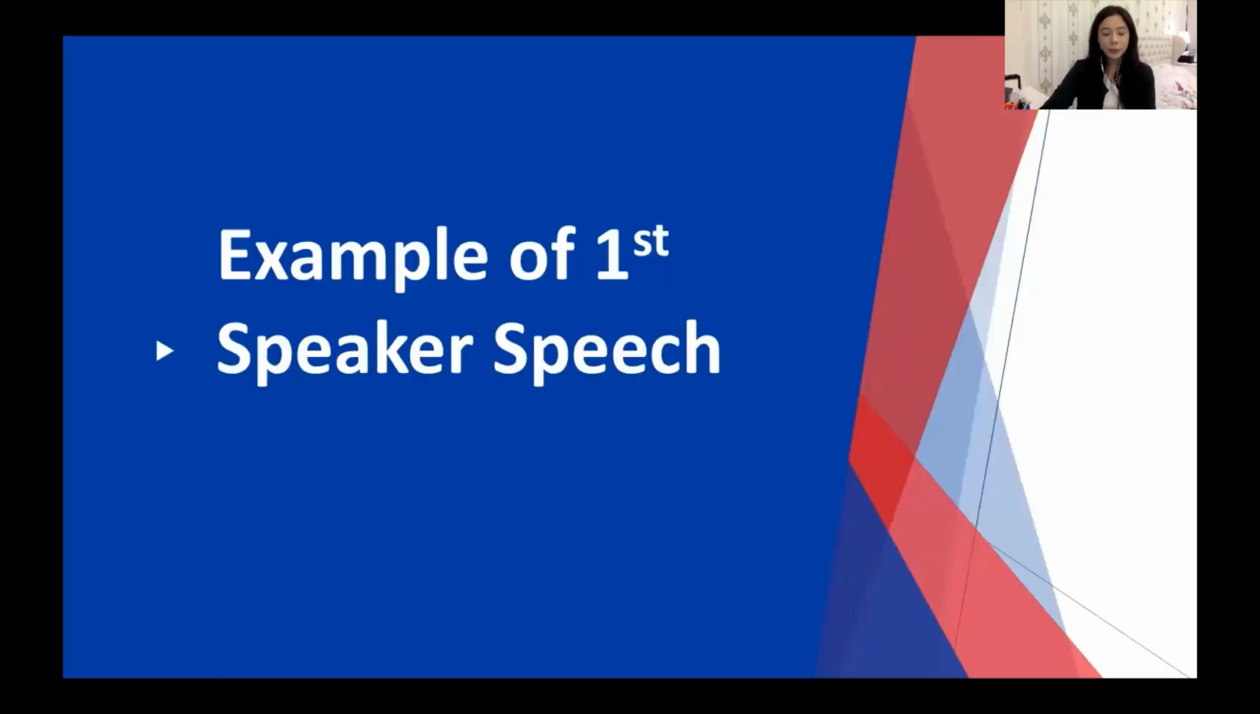Having said that, we're now going to go into the example of a first speaker speech. We're not going to go through the entirety of the 7-minute speech, but I will show you the first half of that speech, just so that you get a little bit more of an idea of what a first speaker speech is meant to look like.